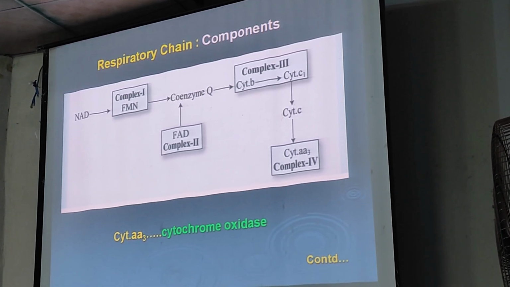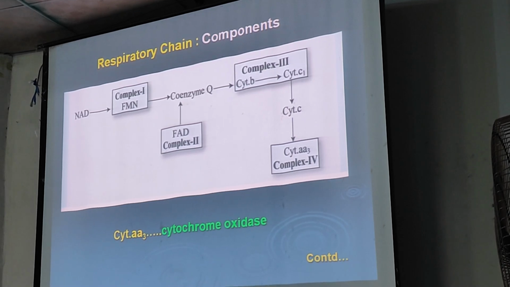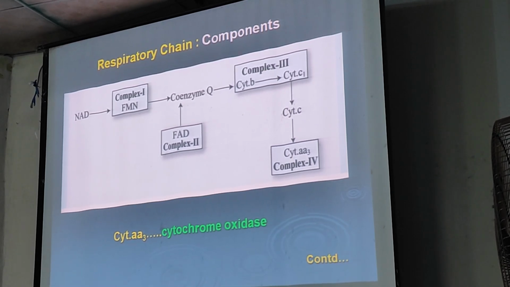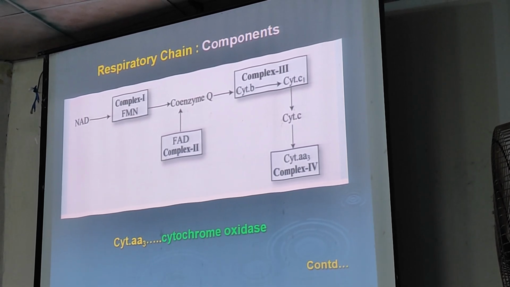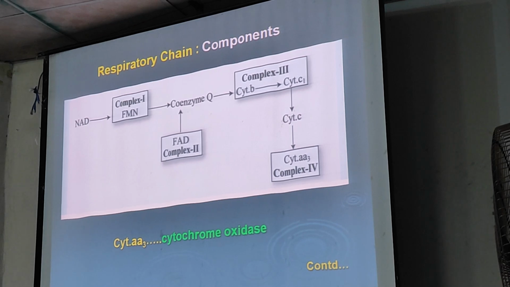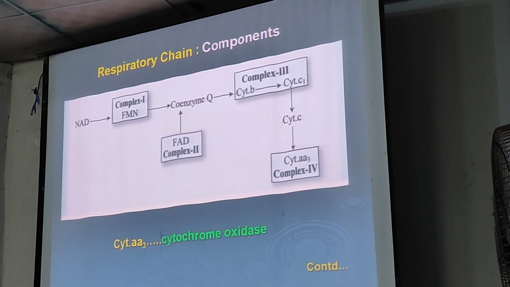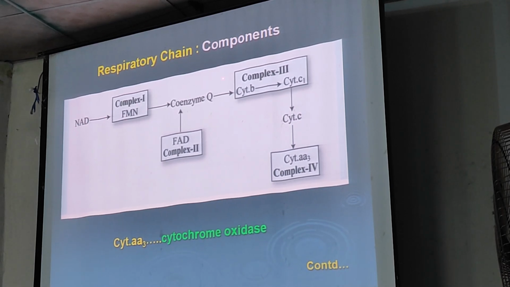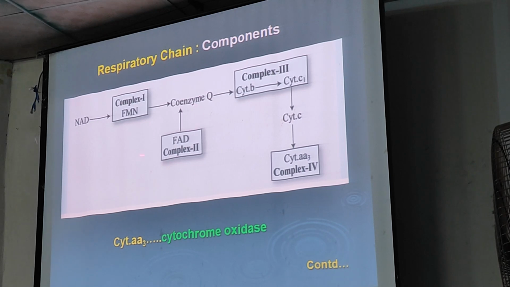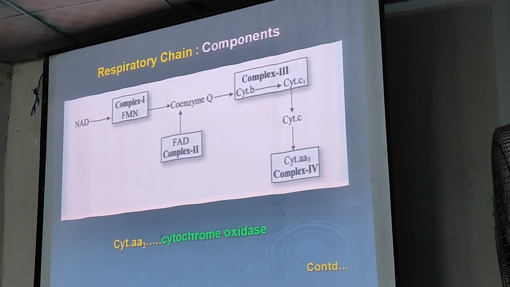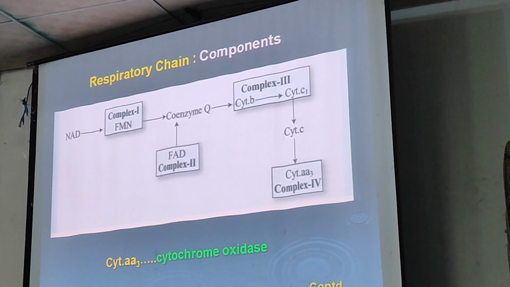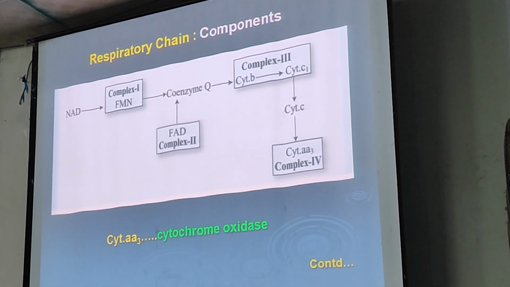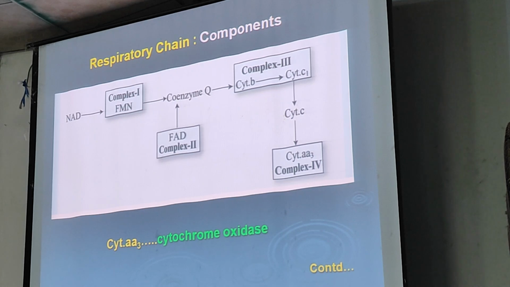Now this free NAD, free FAD again will move to the dehydrogenation process to accept further hydrogen, and thereby to continue the dehydrogenation process so that our biological oxidation can continue to provide ATP to the system. Now, you see, this NAD, FMN, coenzyme Q, FAD, these are called hydrogen carriers, and cytochrome B, C1, C, cytochrome AA3, they are called the electron carriers. So two types of structural elements are there in the respiratory chain.